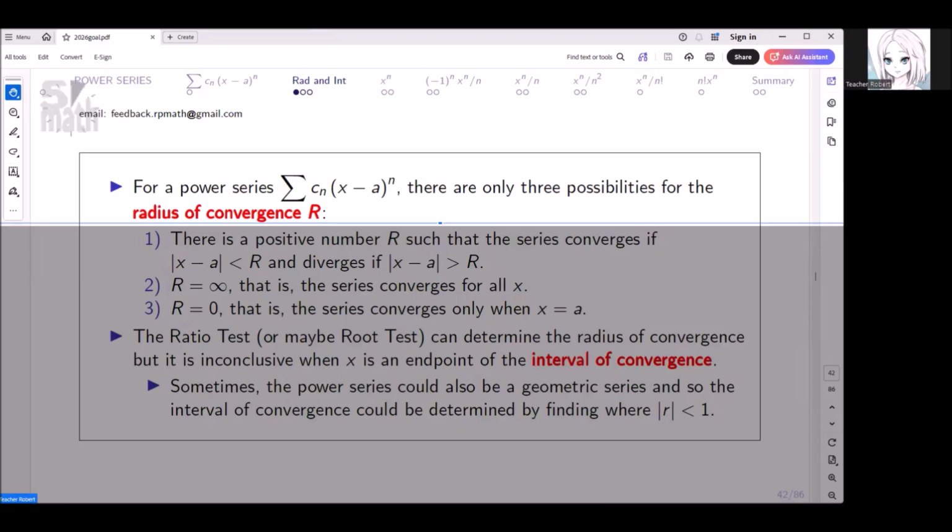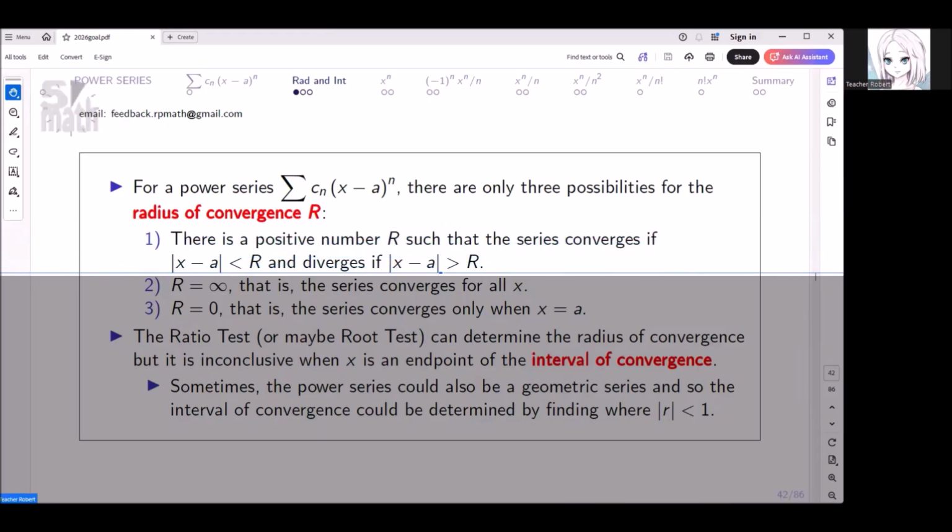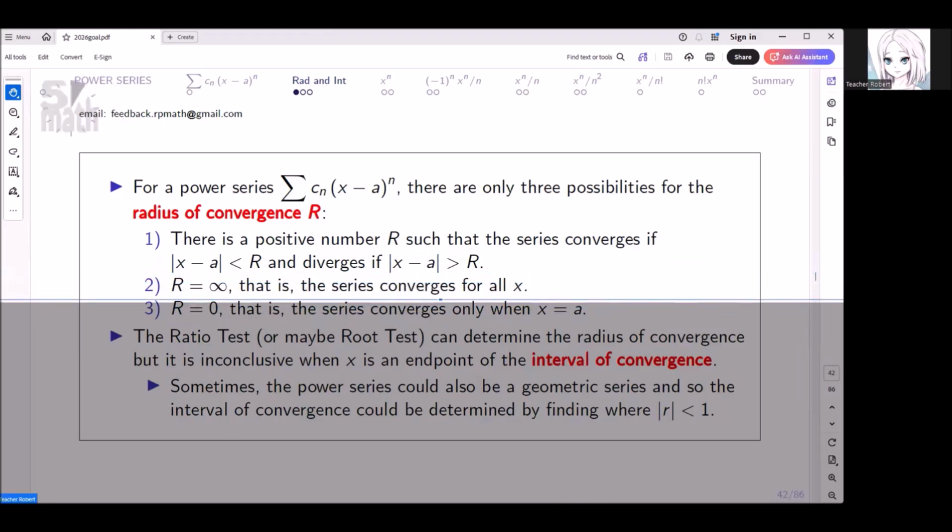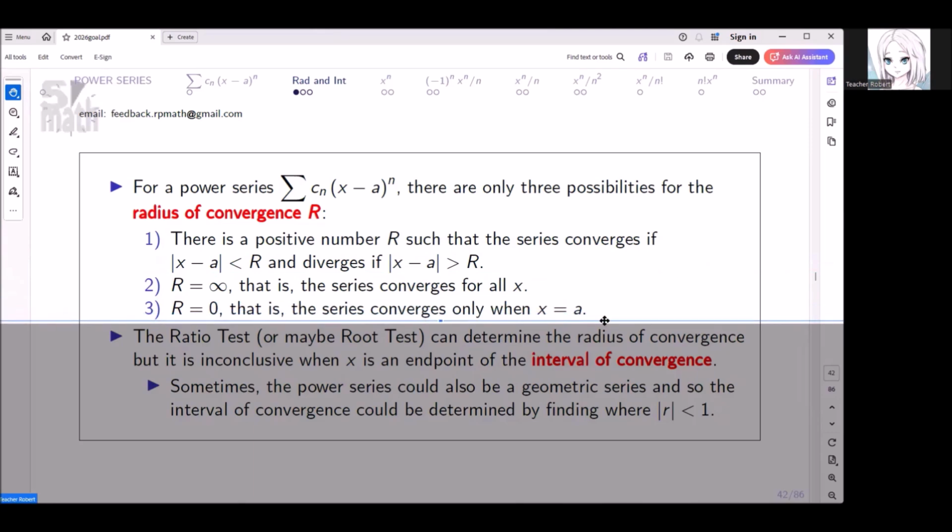For a power series here, there are only 3 possibilities for the radius of convergence R. There is a positive number R such that the series converges if this and diverges if that. R equals infinity, that is, the series converges for all x. R equals 0, that is, the series converges only when x equals a.